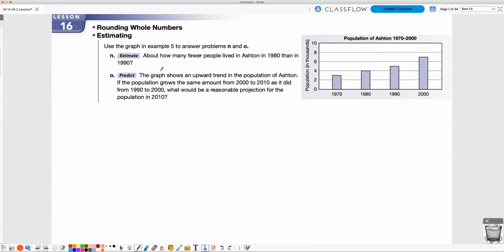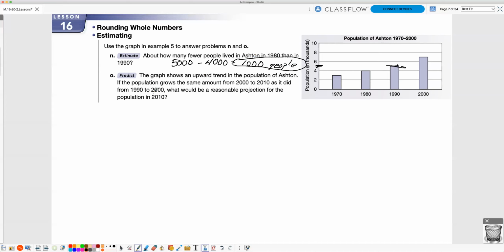About how many fewer people lived in Ashton in 1980 than in 1990? So if I'm looking at 1990, that's this value right here, which is halfway between 4 and 6. So 4 and 6 would be 5. So that's 5,000. So I'd have to take 5,000, subtract from it the people living there in 1980, which is 4,000. So my final answer would be 1,000 people. And more clearly, 1,000 fewer people.